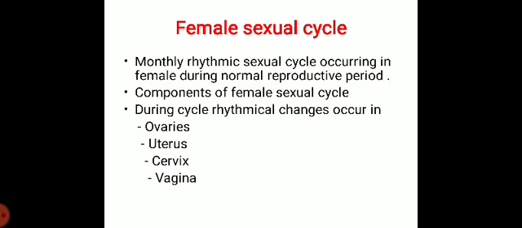The female sexual cycle refers to the monthly rhythmic sexual cycle occurring in females during the normal reproductive period. During the cycle, rhythmical changes occur in the ovaries, uterus, cervix, and vagina.